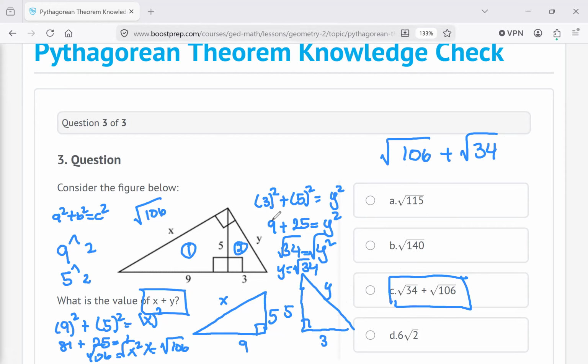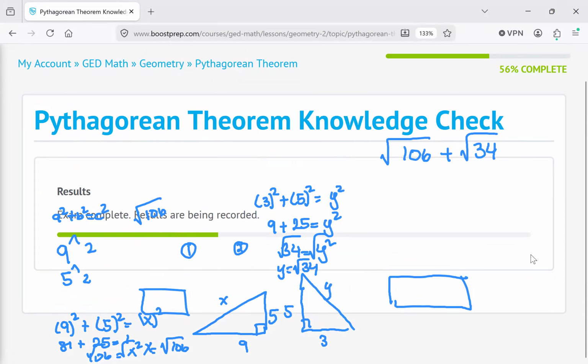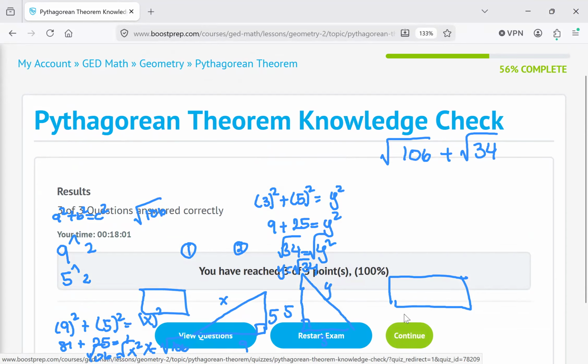Okay, so that is an introduction to the Pythagorean theorem and right triangles. Let me check my work real quick. Perfect. Okay, we can stop here.